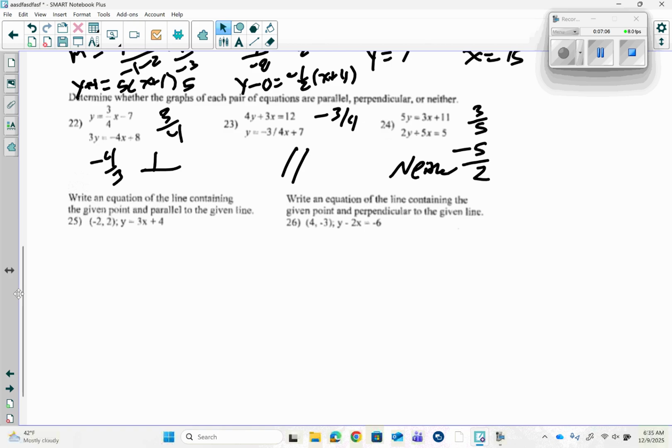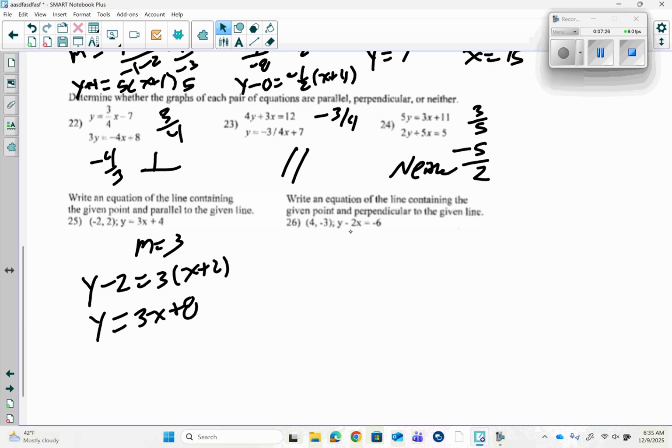Write the equation containing a given point, so parallel. So if I add 3 to both sides, I'll find my slope is 3. I'm going to get y minus 2 equals 3 times x plus 2. Multiply over and add. So I'm going to get 3x plus 6, add 2, plus 8.